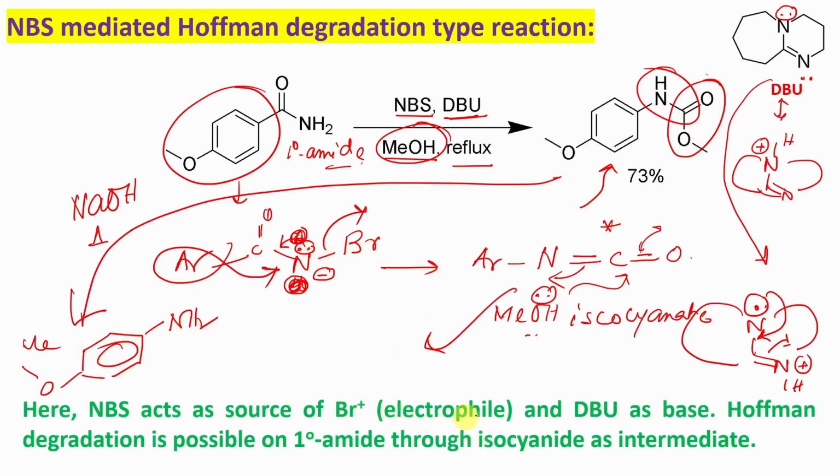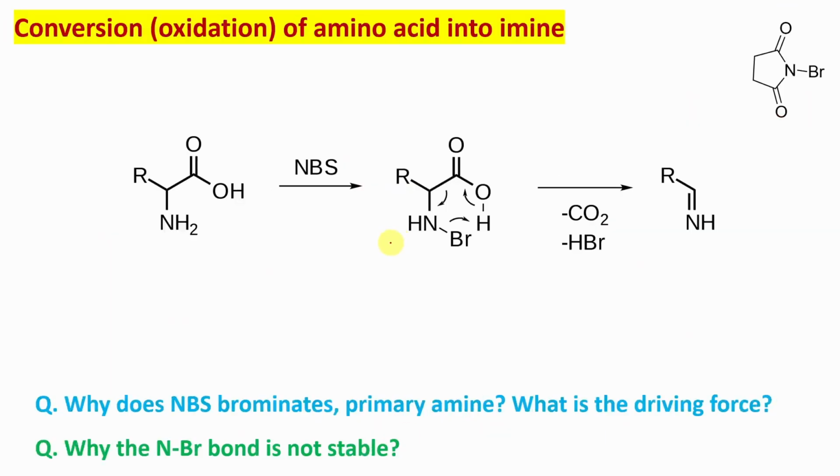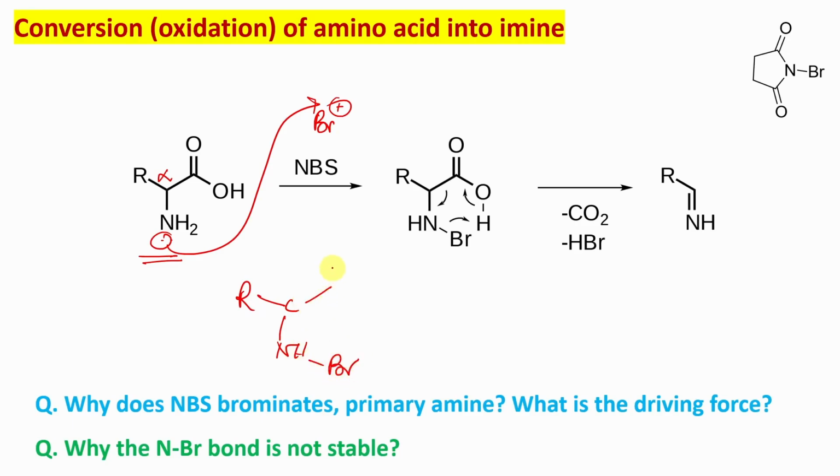So you can say this DBU acts as a base, Br plus electrophile is generated from NBS and produces this. Next is, as I told sometime before, the second point, that is oxidizing agent. So here if you take any amino acid, most typically an alpha amino acid, it reacts with NBS. Now NBS has a bromine plus and it reacts with the NH2 lone pair, and it produces this bromo derivative, R, obviously carbon NHBr, then carbon hydrogen double bond OOH.